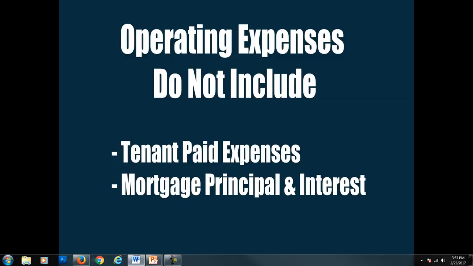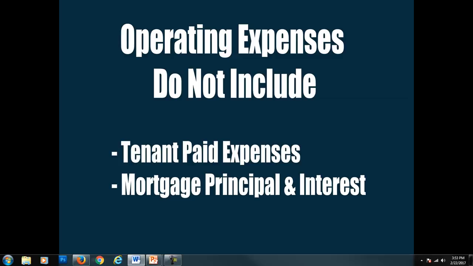Somebody might be getting a better rate. We're trying to value this building, so we don't ever take into consideration under operating expenses the mortgage payment, the principal and interest of the mortgage payment. These expenses also don't include any tenant paid expenses because they're not paid by the owner.